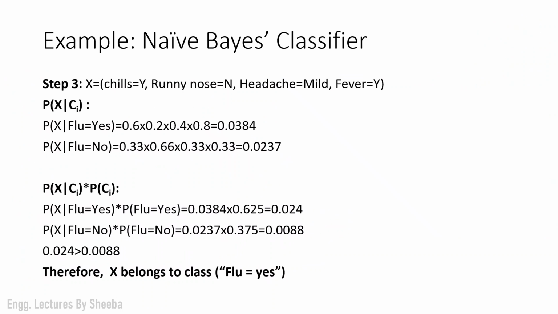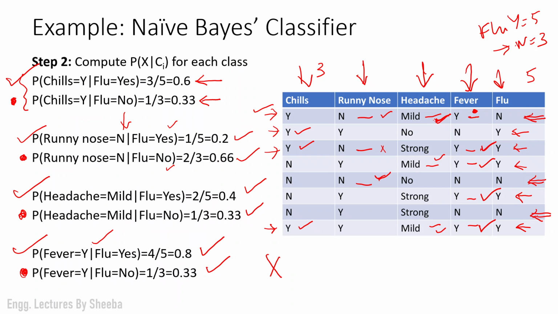Now what do we do? This is the given data set. Now the probability of X given Ci. X is what? This one. X is already given. This is the given data set on classification. So what are the classifications? You have only two classifications. One is X given flu is equal to yes, and the second one is X given flu is equal to no. So how will you find X given flu is equal to yes? X is what? One is this chills, then runny nose, another one is headache is equal to mild, then fever is equal to Y.